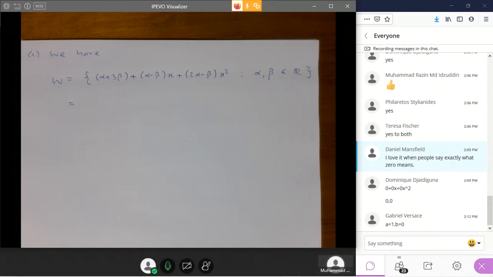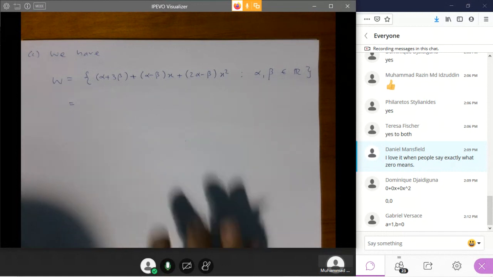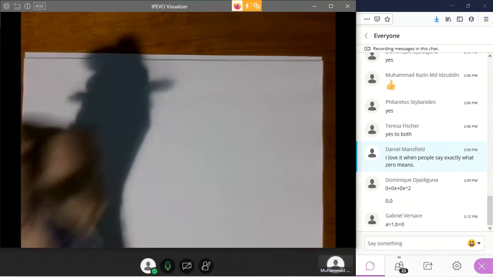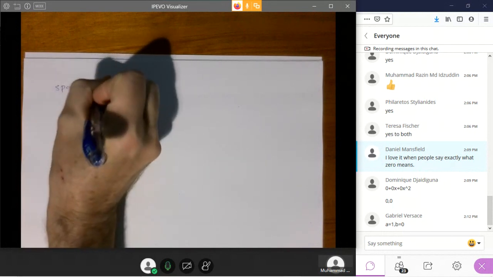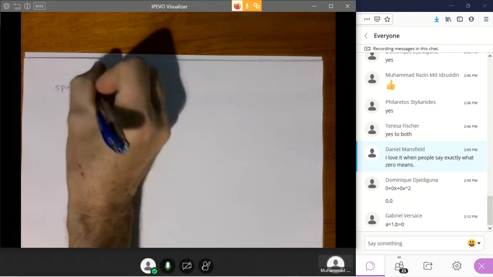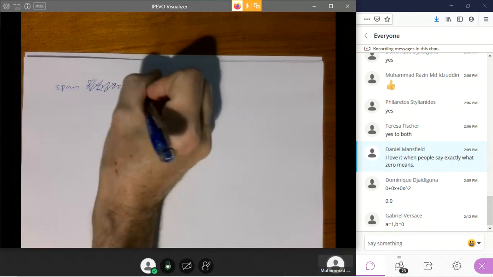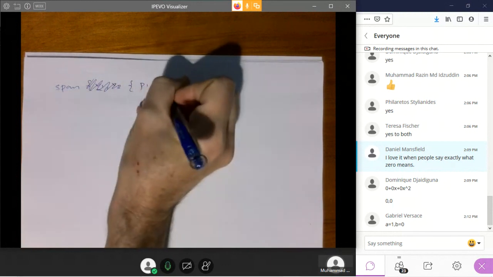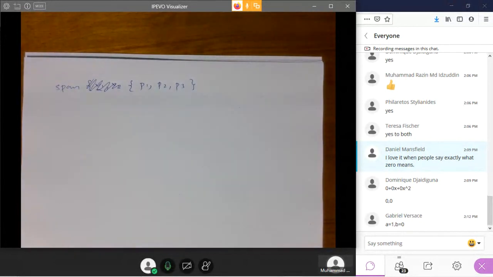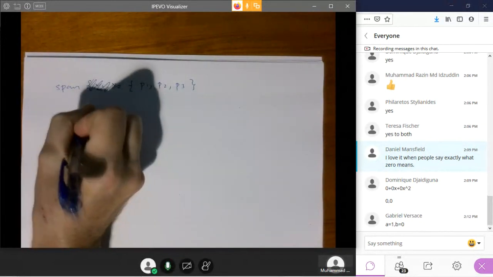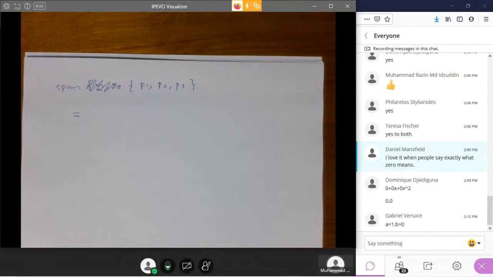Okay, so can I ask people to write down, just for yourselves, what's meant by, let's say, the span of, let's say we've got a set containing 3 vectors. Let's make them polynomials, as in this example. So could I ask everybody, please, just for yourselves, write down somewhere, what does that actually mean? I'll give you 15, 20 seconds to think about it and do some writing.